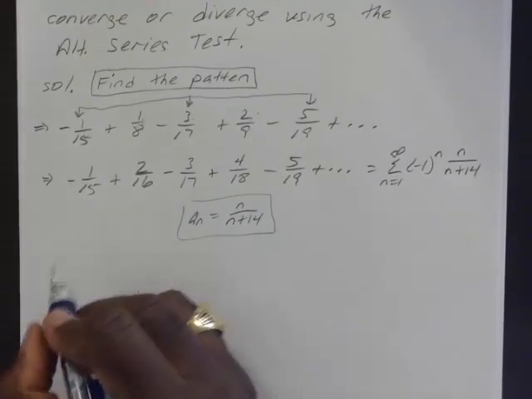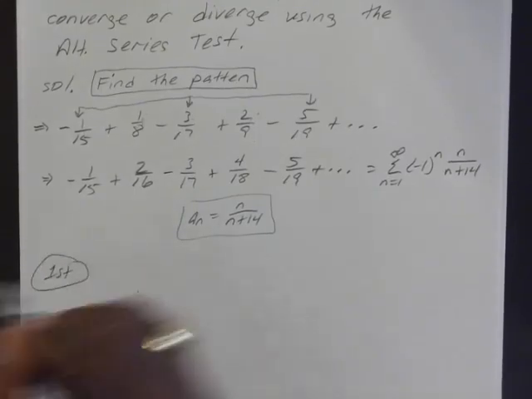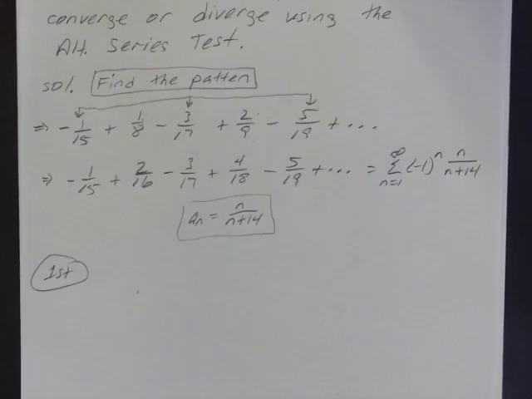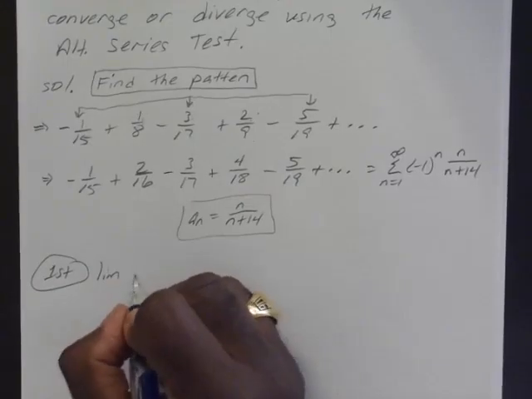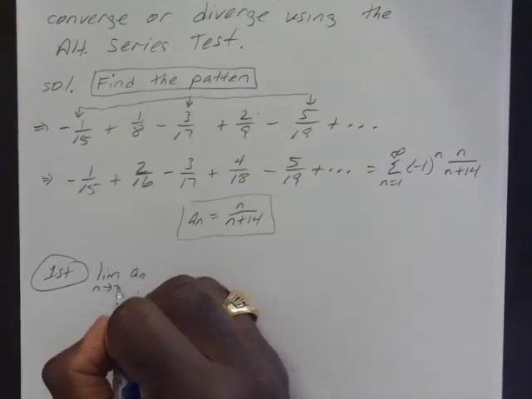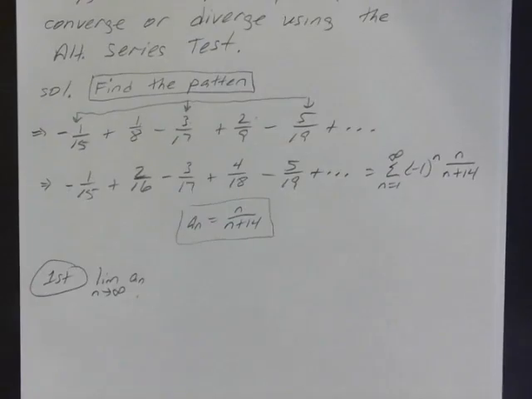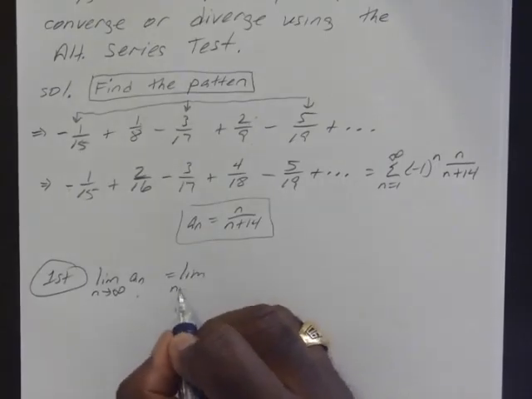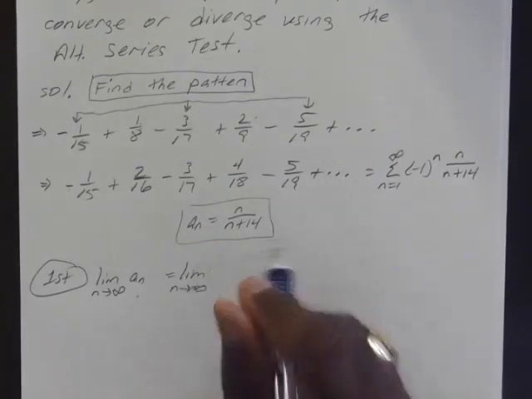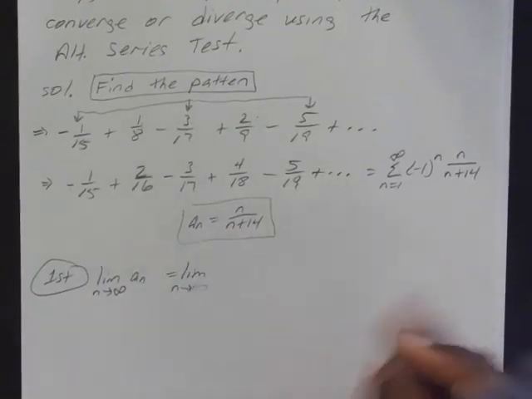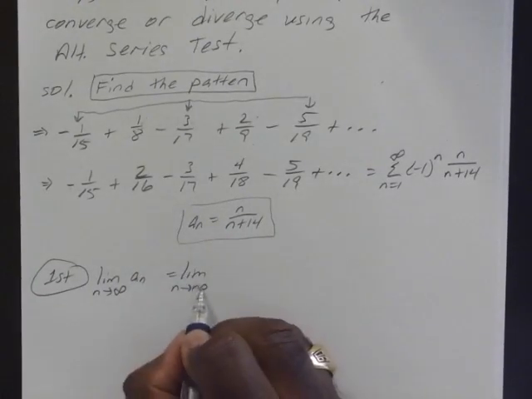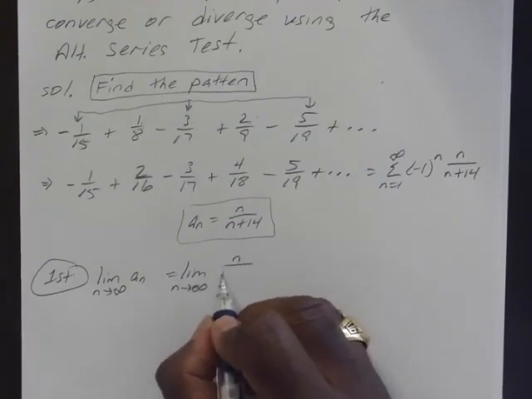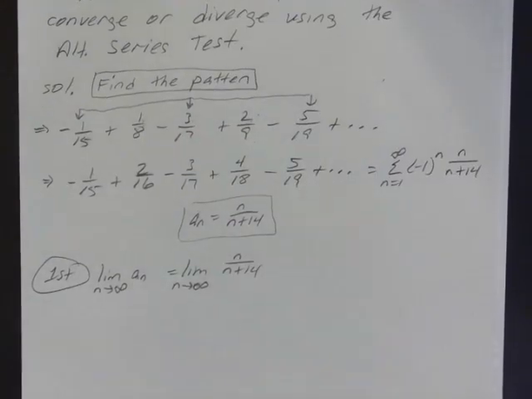Okay, so we know our first step is we want to find the limit, and we want that limit to equal 0. So we have the limit as n approaches infinity of n divided by n plus 14.